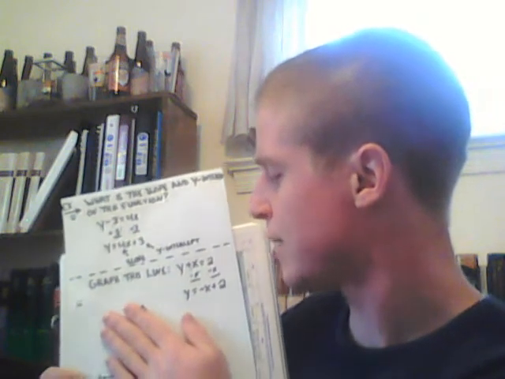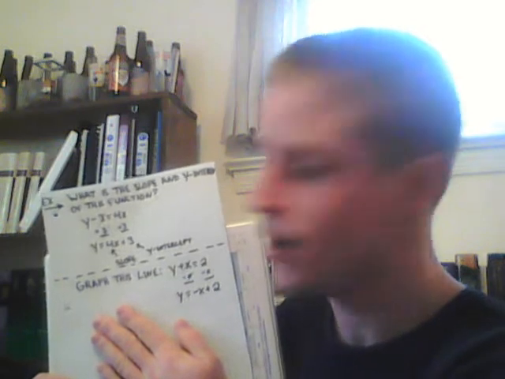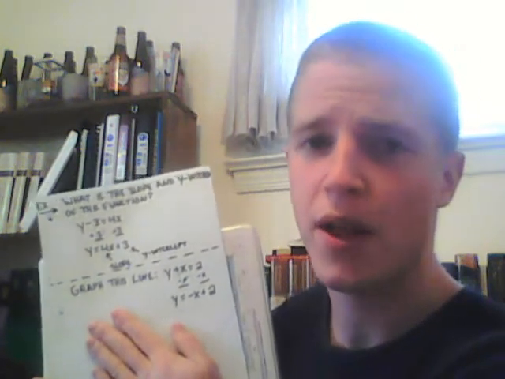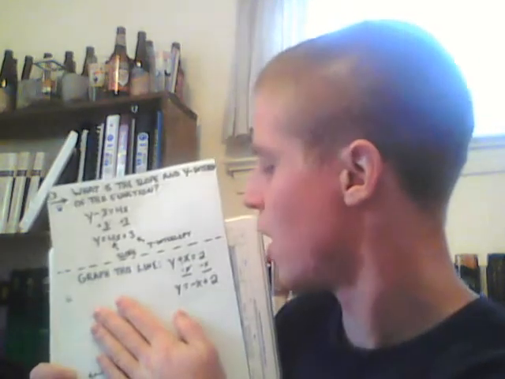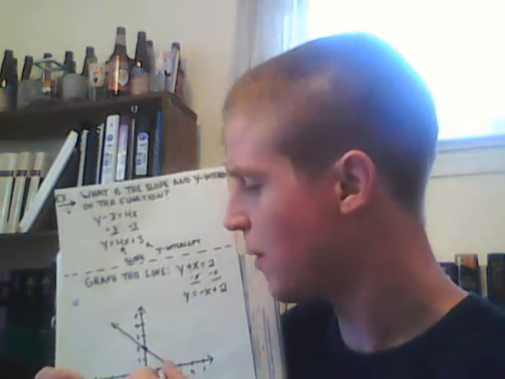So ask yourself, what is my slope here? Negative, and we assume there's a 1 there. So our slope is actually negative 1. What is our y-intercept? Our y-intercept is the constant at the very end. It's 2. Okay, so pretty simple.